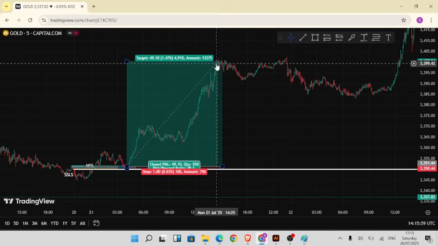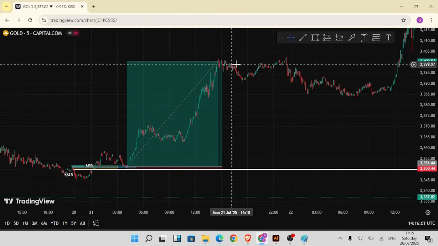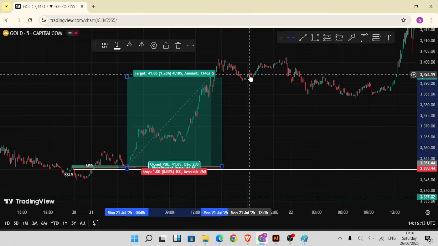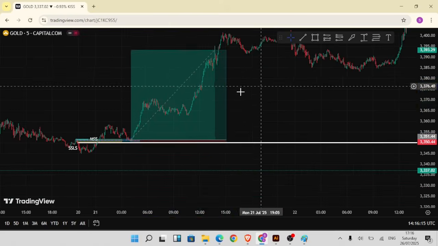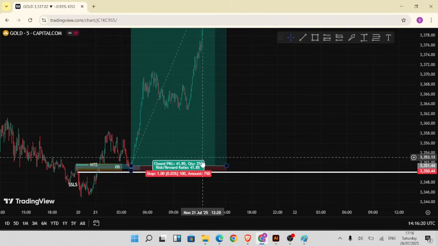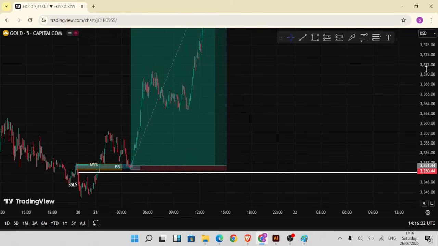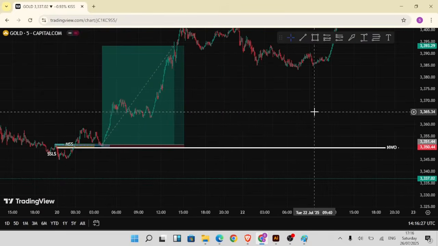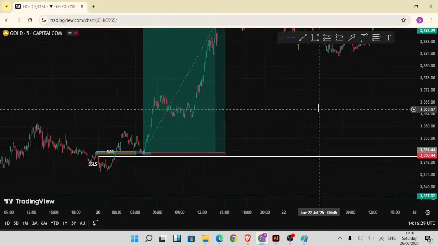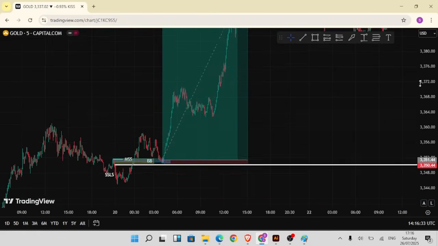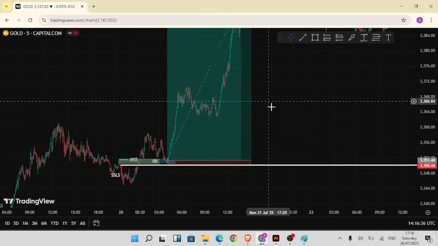Once it gets to Monday, maybe around 6 p.m. Where is our 6 p.m.? 6 p.m. is around here. Around this area, you close your trade at a risk reward ratio of 1 to 41.85, and that is good. If you are risking $100 to make $1,000, you have more than $4,800 made on this trade alone.